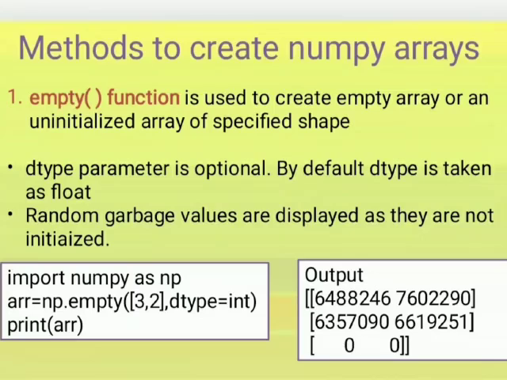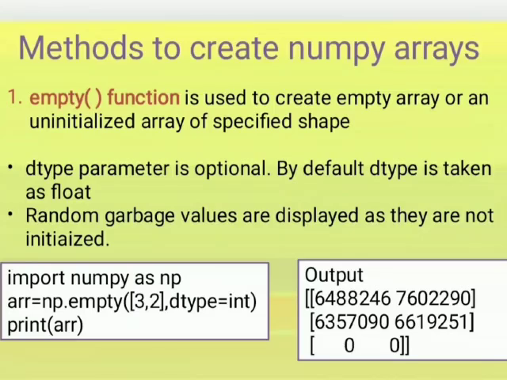Now we have to discuss shape. What is shape? Here it is written in the brackets 3, 2. It means how many rows? 3. How many columns? 2. The first argument acts as the number of rows you want. The second argument acts as the number of columns. So here rows are 3, columns are 2.